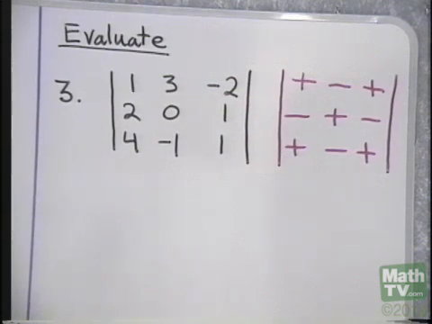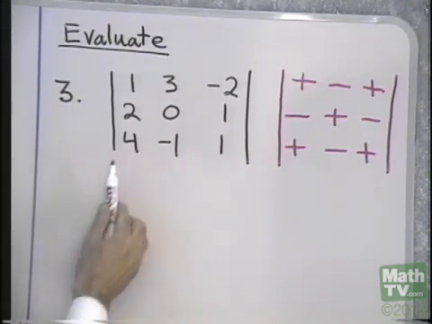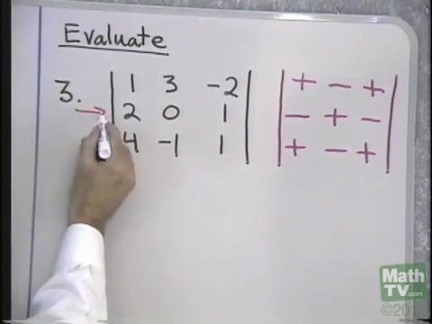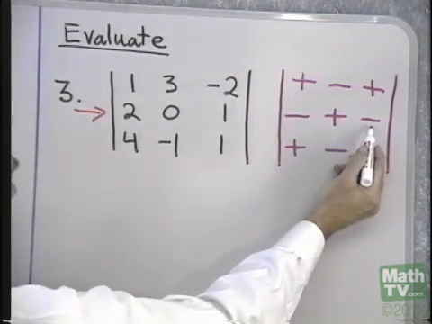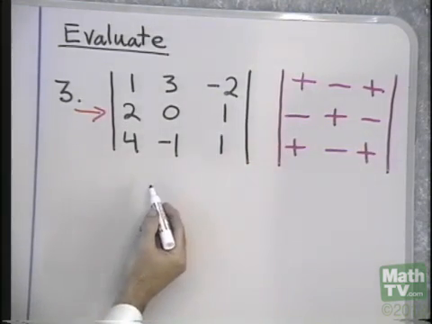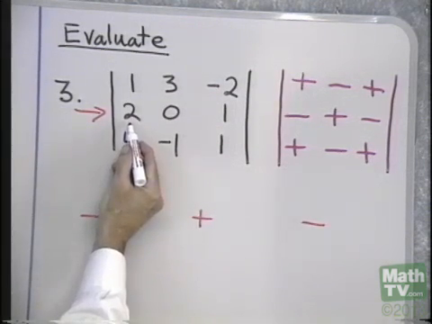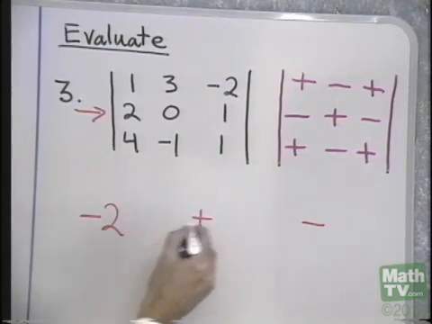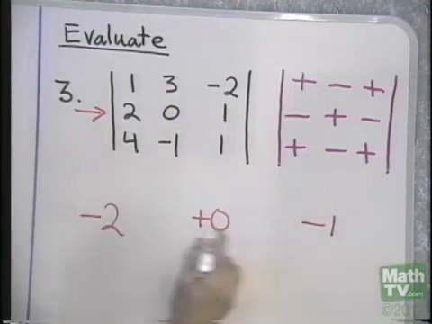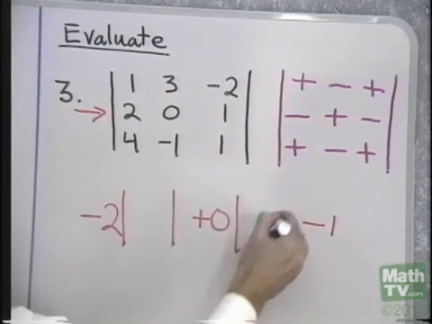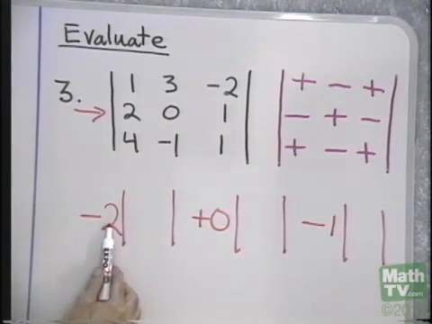Now, once we have this sign array, we can pick any row or column in this determinant to expand across. Let's pick row number 2. So I go over to the sign array, and I pick the signs that are in the same row as the row I'm expanding across: minus, plus, minus. Then after each one of those, I write down the numbers in this row, 2, 0, and 1. Now each of these is multiplied by a 2 by 2 determinant, and that 2 by 2 determinant is the determinant I get when I cross out the row and column that that specific number is in.